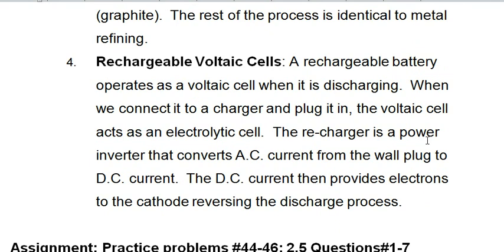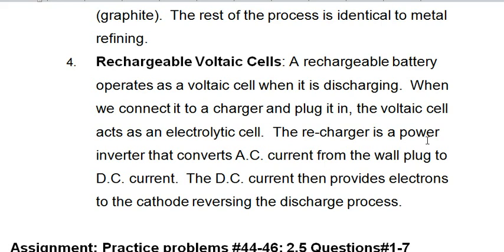And then finally, rechargeable batteries. In a rechargeable battery, you have both a voltaic and an electrolytic cell all in one single unit. As you discharge the battery, it's acting as a voltaic cell. It's allowing a spontaneous reaction to occur. When you plug it in, so your cell phone, you plug it in, you recharge it, all we're doing is taking the anode in the voltaic cell and making that the cathode, and we're taking the cathode from the voltaic cell and making that the anode.